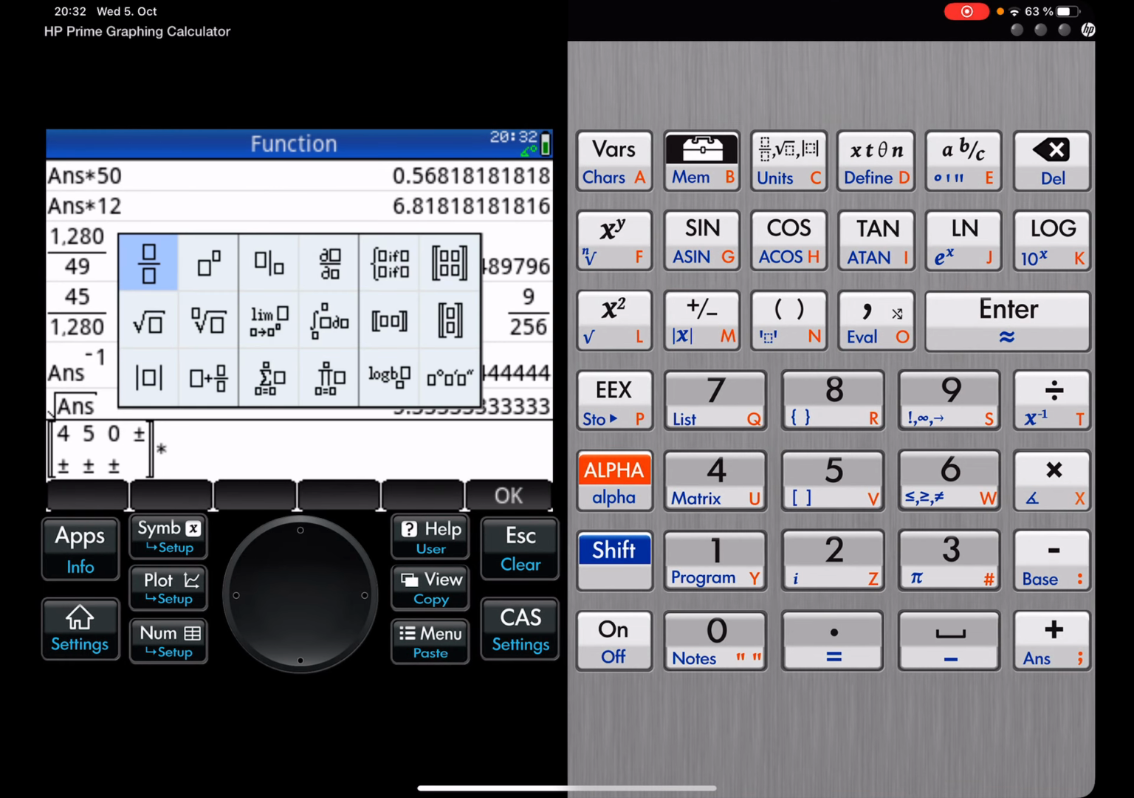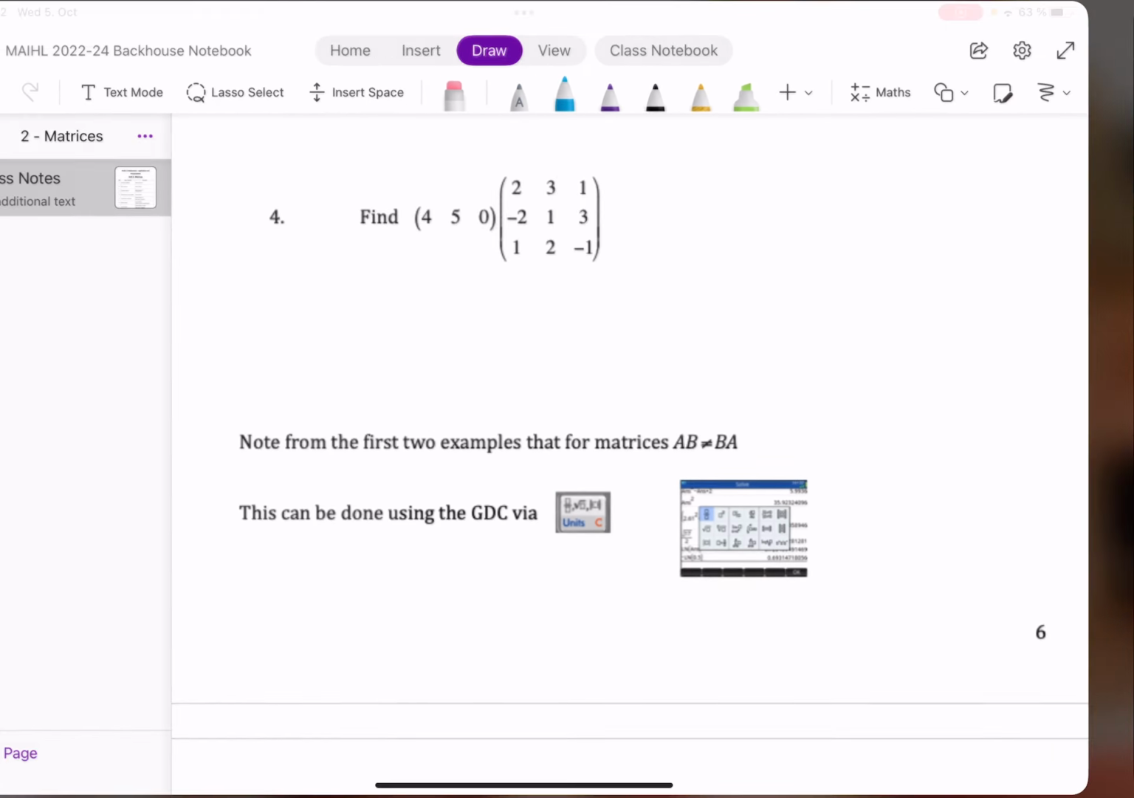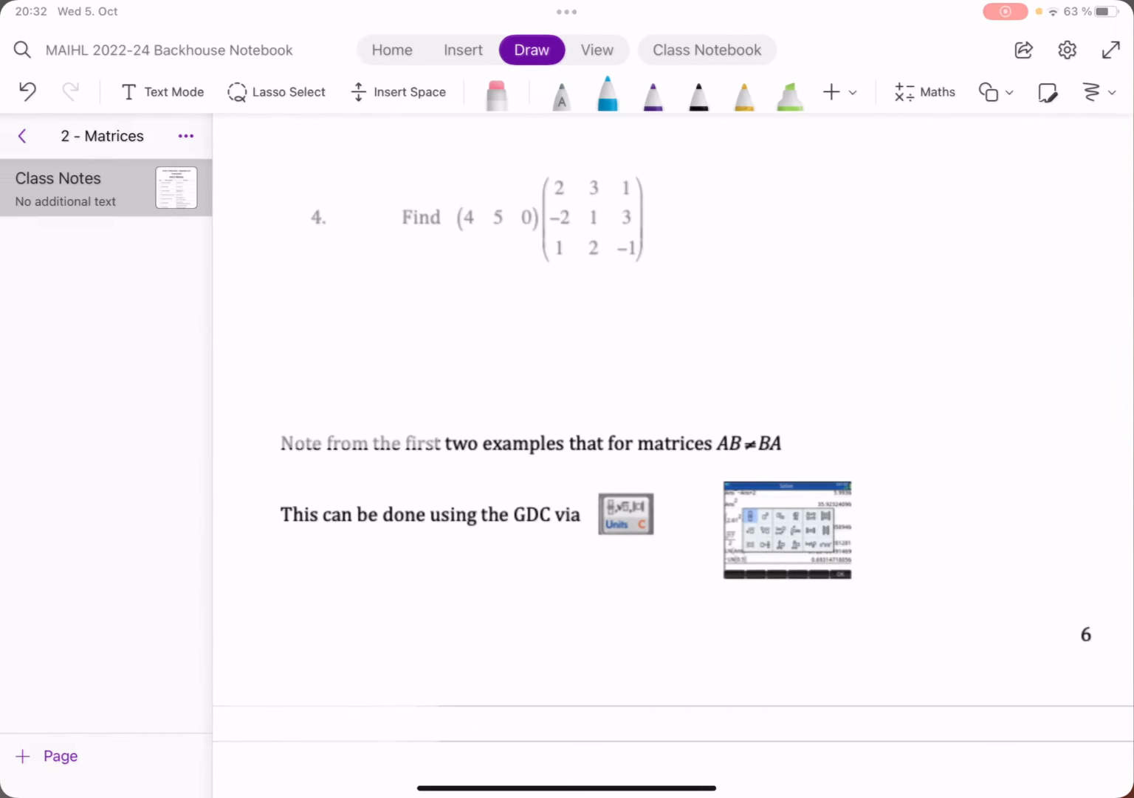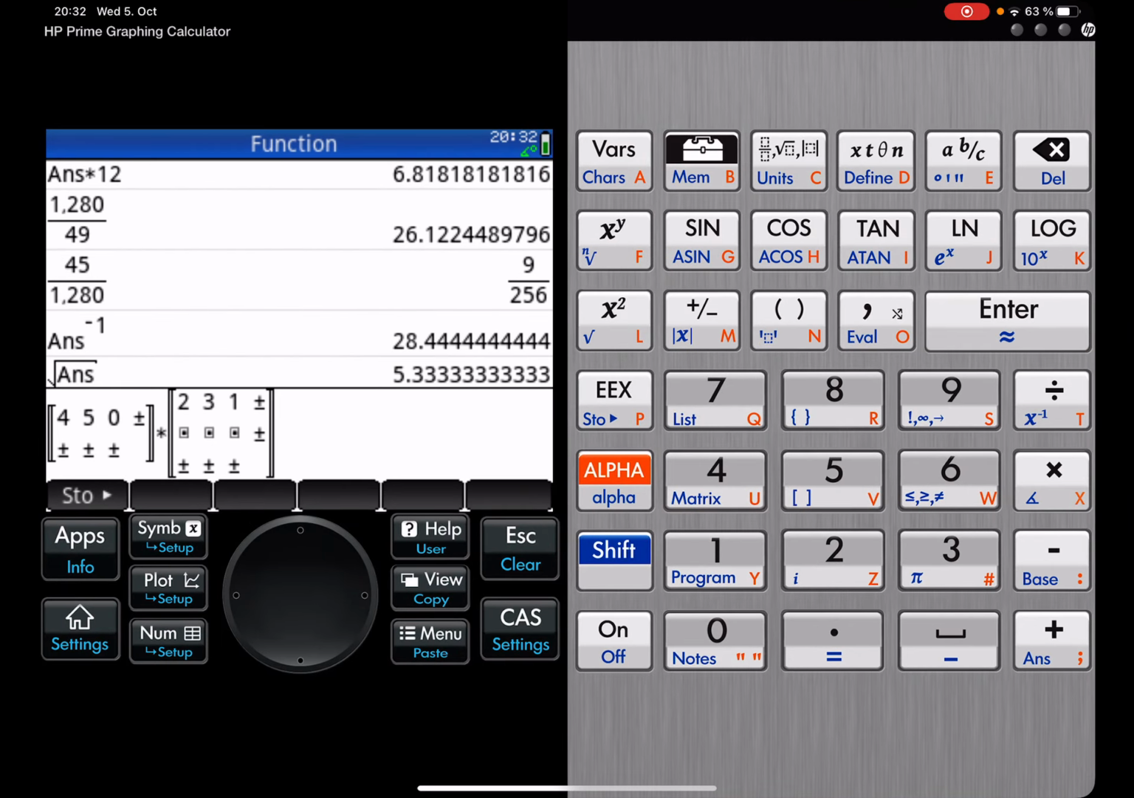I'm going to go back to my fraction box. I'm going to go for that square one in the top right. And I want to put in 2, 3, 1, 2, 3, 1. To get to the next row, I need to click. Don't press the apostrophe, otherwise you will keep extending the matrix, which you don't want to do. Negative 2, 1, 3. Negative 2, 1, 3.